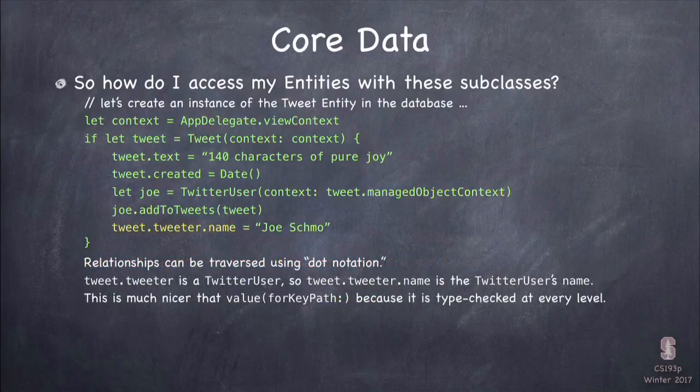All right. So we can also use dot notation because these are just vars. So when I say tweet.tweeter, I get a Twitter user object. So of course I can say dot name on it and set it equal to Joe Schmo, whatever. Right? tweet.tweeter.name equals Joe Schmo. All right? No restriction there on those vars.